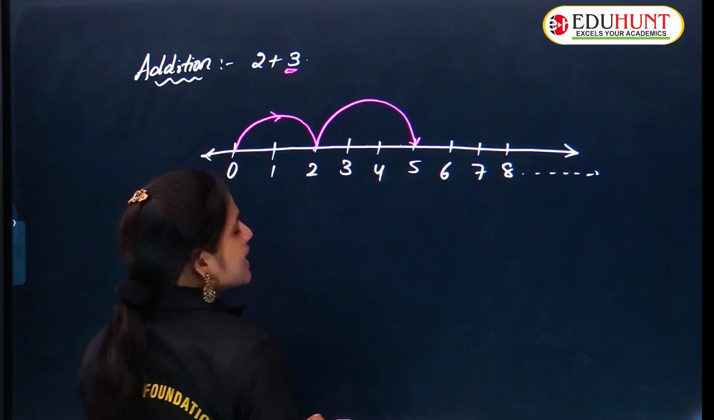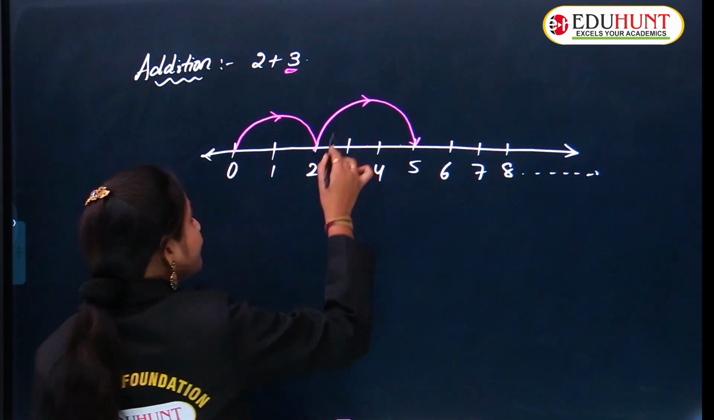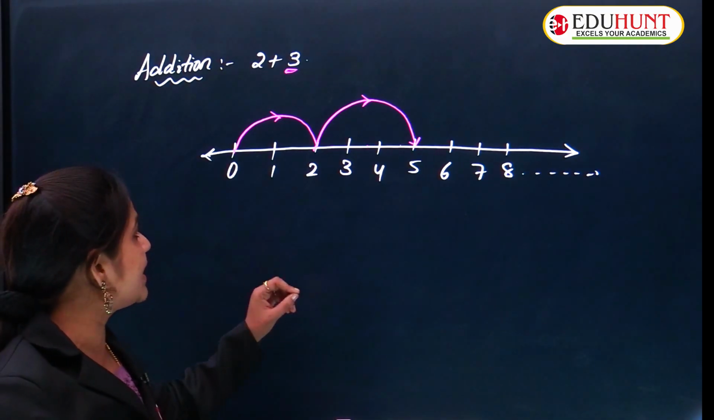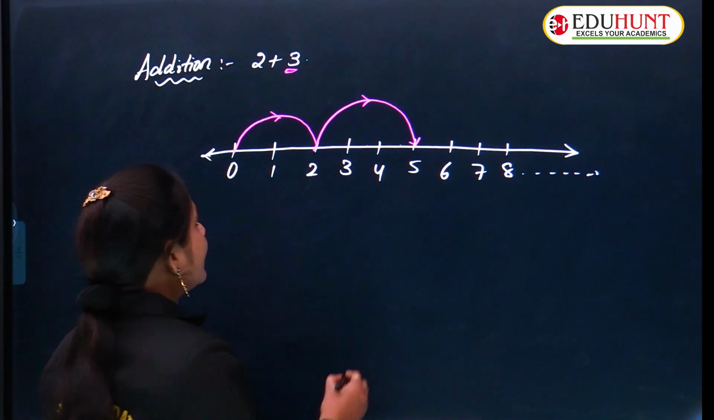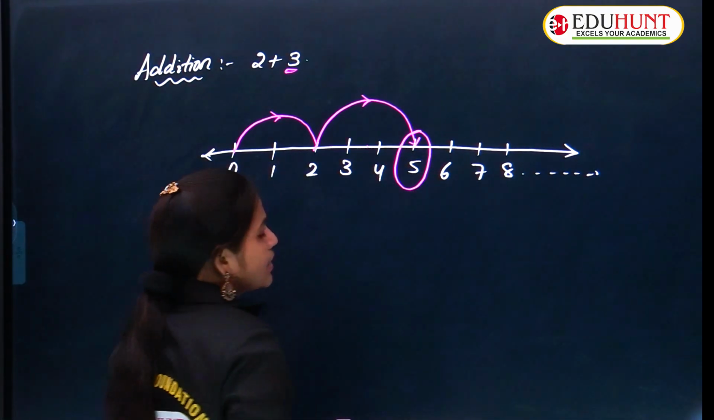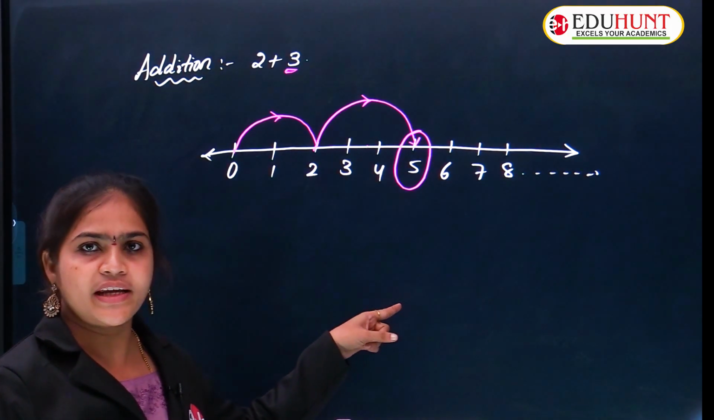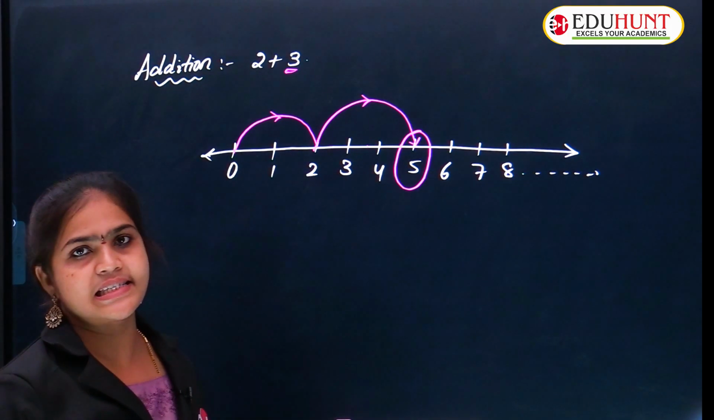Then what is the answer here? Where are we having that final arrow mark? On which number can we observe the final arrow mark? That is on 5. Yes or no? 2 plus 3 is equal to 5 only, no? On that number line also we got 5 only. Yes or no? Yes.